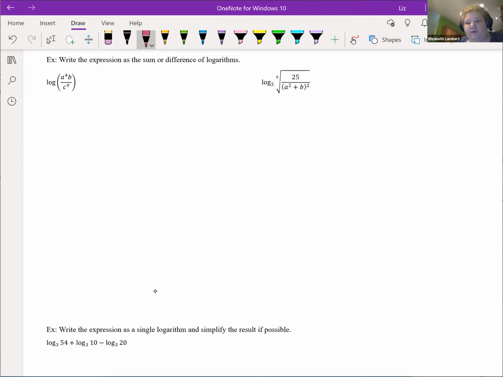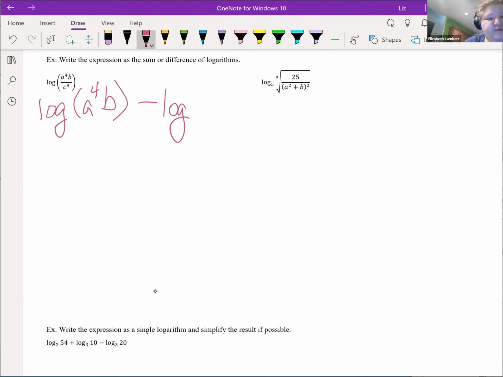So I have the log of a fraction. So I'm going to break that into a difference. So I have log of the top, which is a to the 4th b, minus the log of the bottom, which is just c to the 9th here. Now, if there was more than one thing on the bottom, I could write it as a product here, and then like we saw earlier, they would each get their own log with a minus sign.